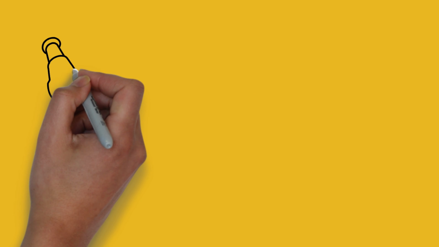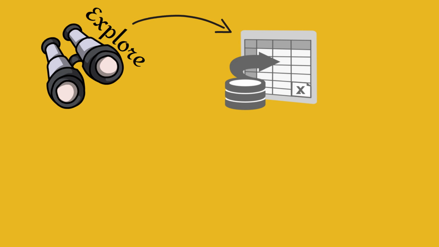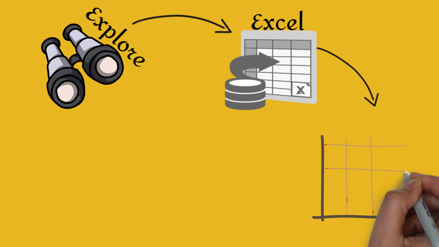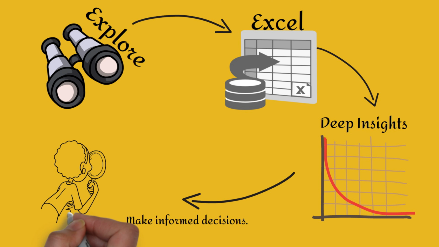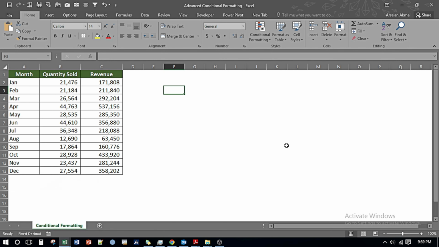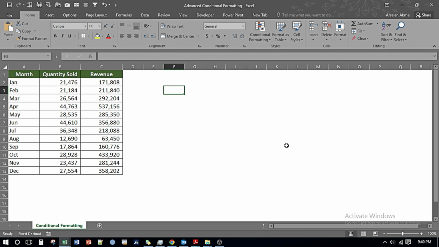Join me as we explore how leveraging formulas in conditional formatting can transform your Excel experience, empowering you to unlock deeper insights and make informed decisions with your data. Let's dive in. Now we will be creating a dynamic row highlighting based on the selection from the drop-down list using conditional formatting. For that, we will be using the month formula.